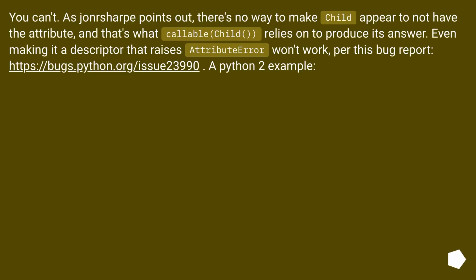You can't. As Jumpsharp points out, there's no way to make child appear to not have the attribute, and that's what callable(child) relies on to produce its answer. Even making it a descriptor that raises AttributeError won't work. For this bug report, see this URL. A Python 2 example.